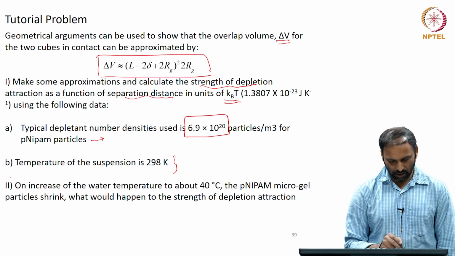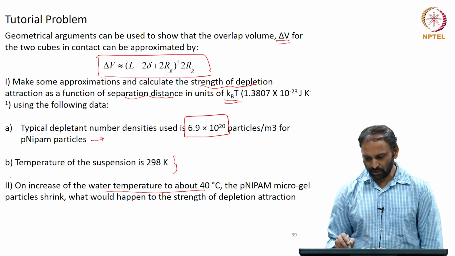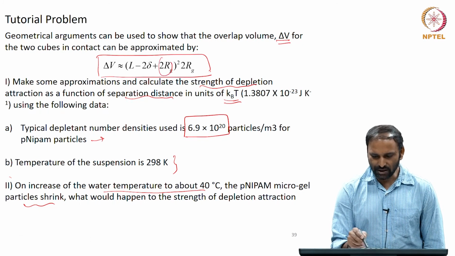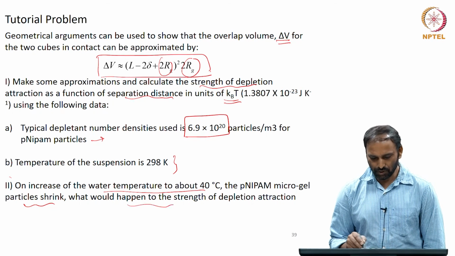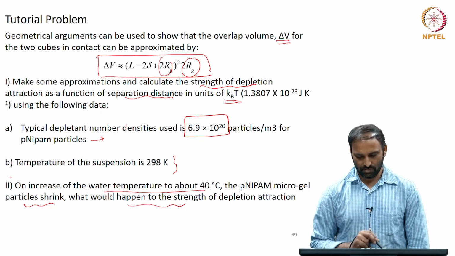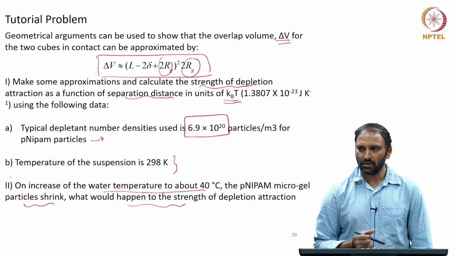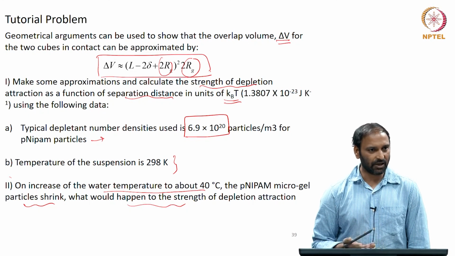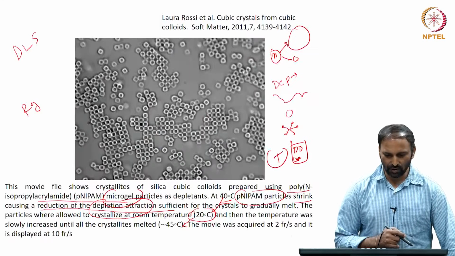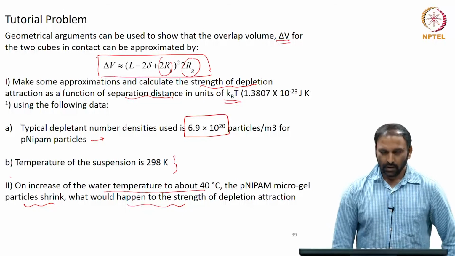The other question you can ask is, on increase of the water temperature to 40 degrees centigrade, the p-NIPAM microgel particles shrink. So then your Rg is going to change. Then you are supposed to think about what would happen to the strength of depletion attraction. So that is what has been asked of you. I will just post this problem, take a look at it, read up a little bit, and we can discuss the solution in the next class, which is essentially based on the work in this paper. Okay, thanks.